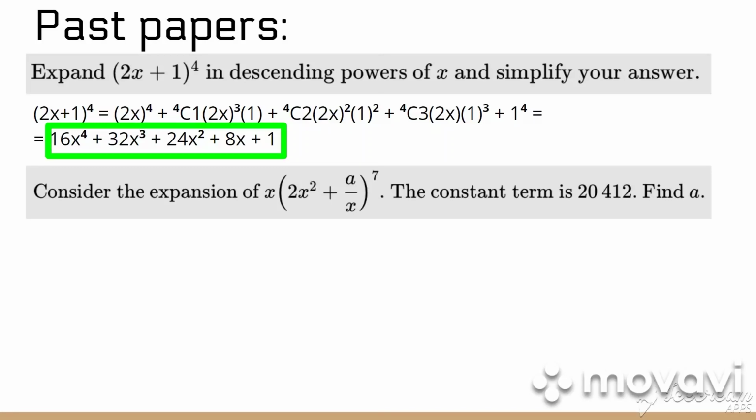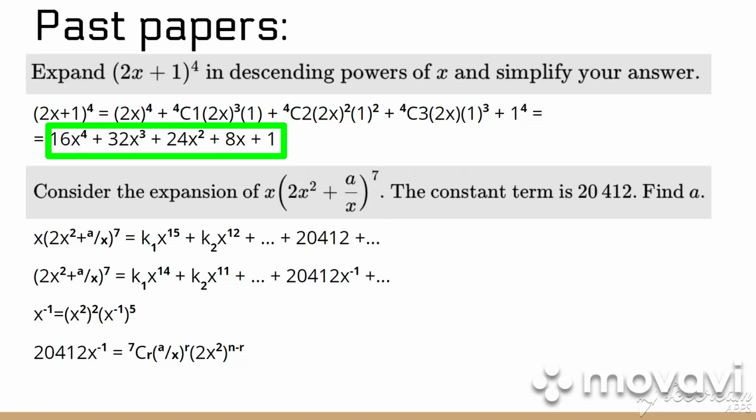This is on the easiest half of the past papers, but the second one is a bit trickier, as you have x outside of the brackets, and we need to find the a with a constant term of 20,412. In this case we don't need to know all the terms, but firstly we need to write what it should be like.